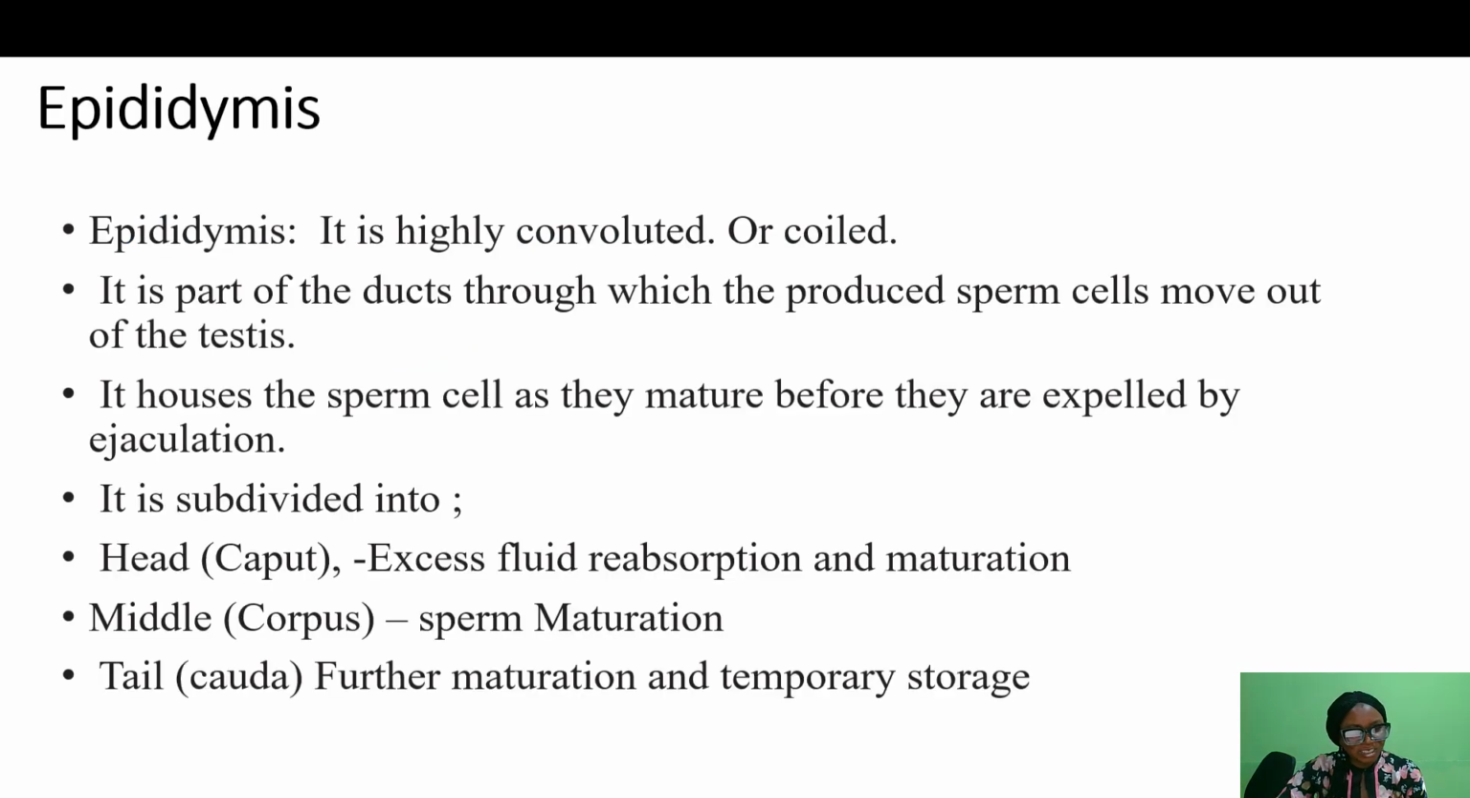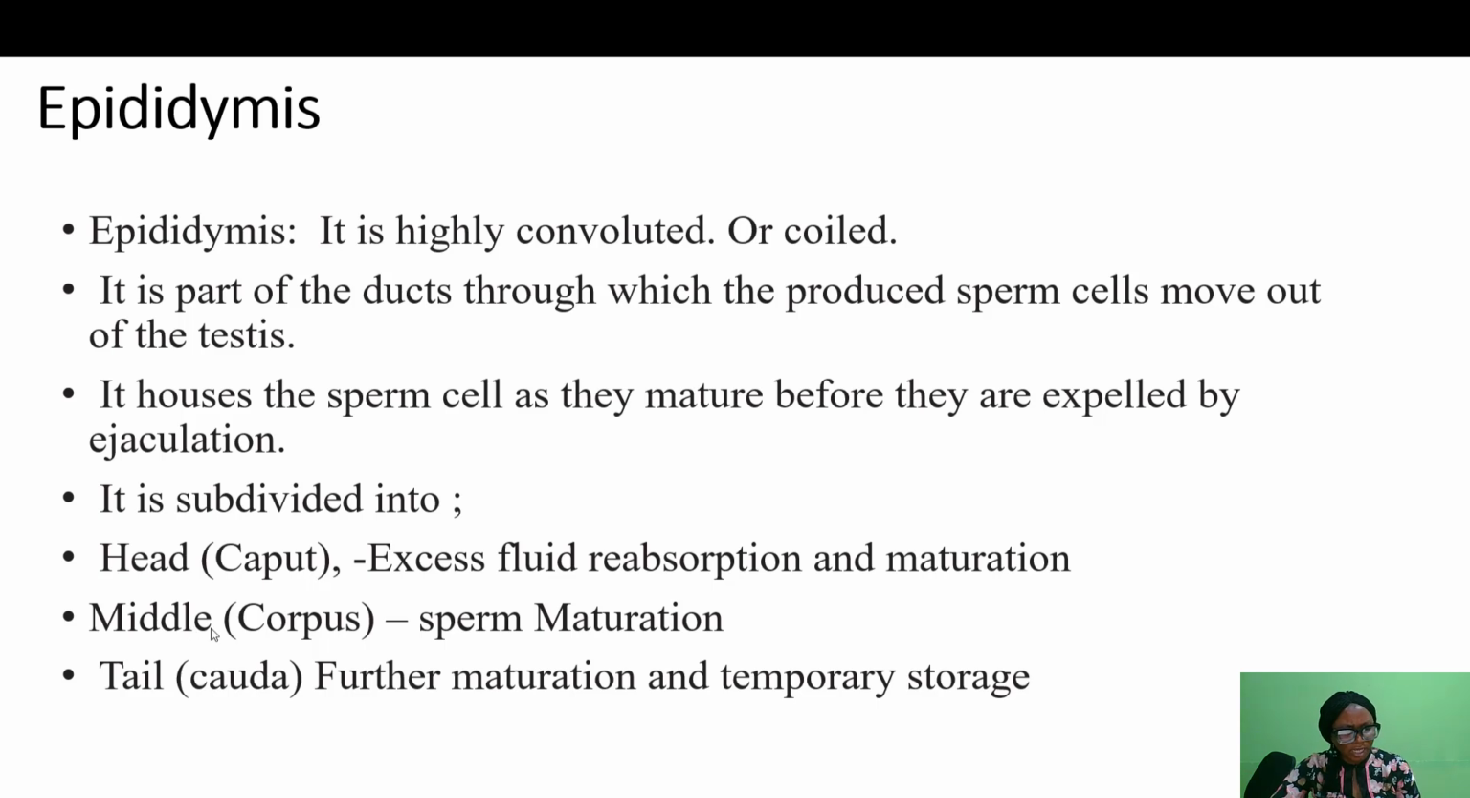Now, the epididymis. The epididymis is also another highly convoluted or coiled tube. It is the part that the sperm cells moving from the rete testis enter. It is subdivided into three parts. We have the head of the epididymis, which is also known as caput. Here, excess fluid coming out with the sperm cells is reabsorbed, and the sperm cells also undergo maturation.